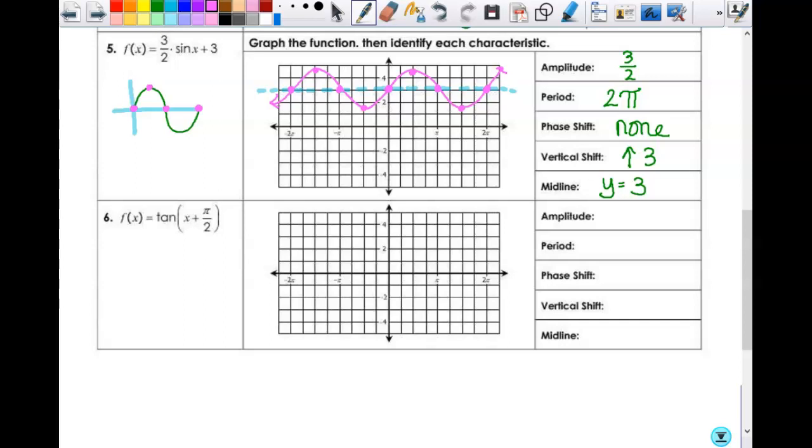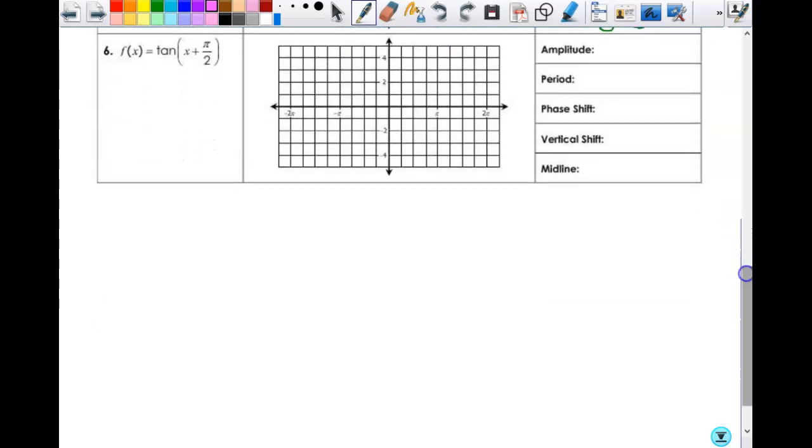All right, so let's look at number 6. What is the amplitude? Is what I heard? No, I heard the right answer somewhere. All right, so that means that answer is?